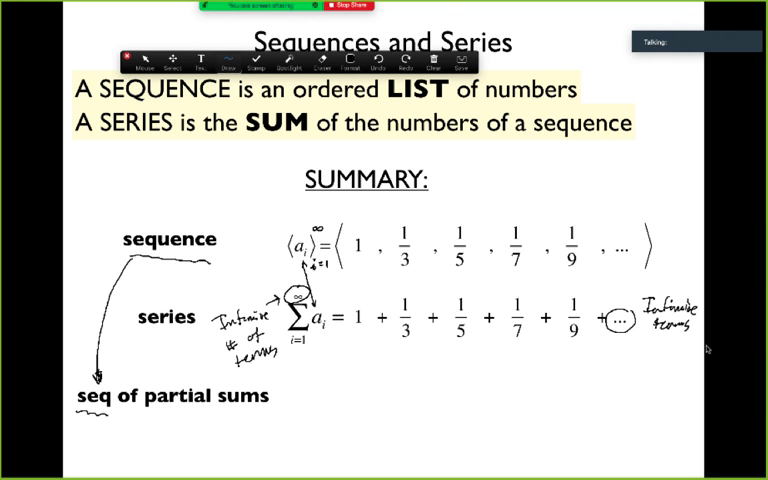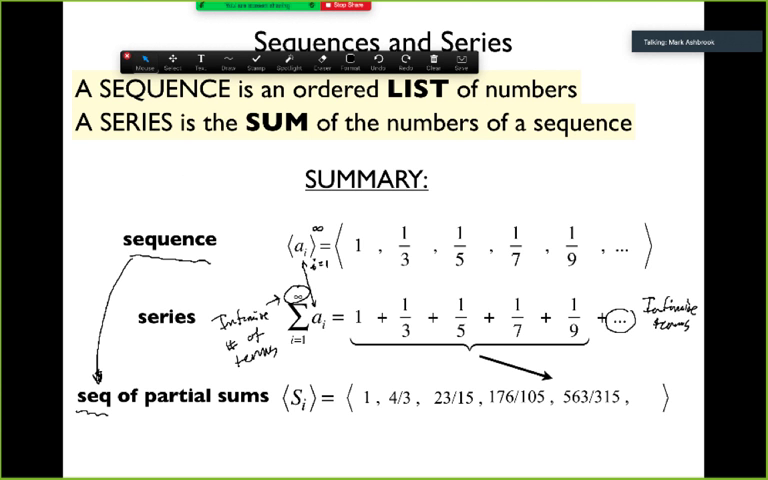Okay, and then we said we could make this sequence of partial sums. And we do that by the first partial sum is the sum of the first 1 term. The second partial sum is the sum of the first 2 terms. The third partial sum, the first 3 terms, etc. Fourth partial sum, the first 4 terms. Fifth partial sum, the first 5 terms. Okay? And what was important about the sequence of partial sums relative to the series?